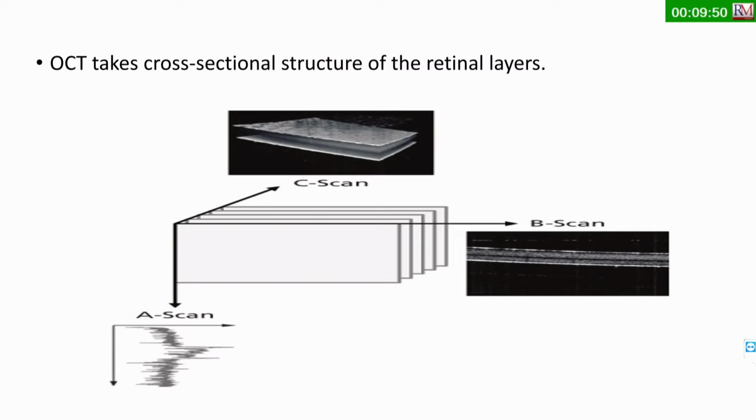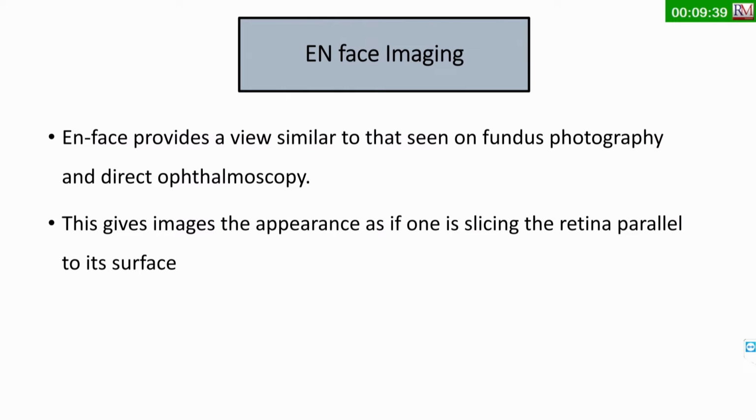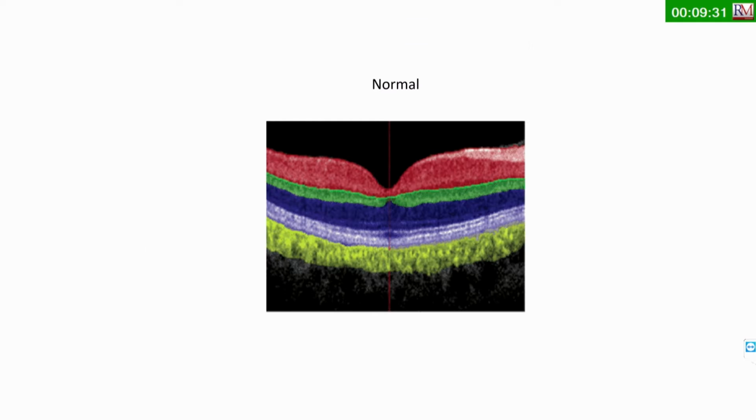First, OCT takes a cross-sectional structure of retinal layers and provides three types of scan: A scan along the optical axis, B scan along an X and Y plane, and C scan or en face along the Z and Y plane. En face imaging provides a view similar to that seen on fundus photography and direct ophthalmoscopy, and this gives an image appearance as if one is slicing retinal layers parallel to its surface.